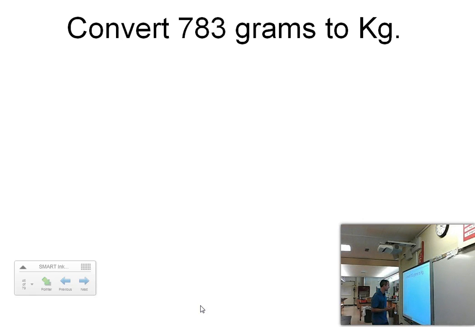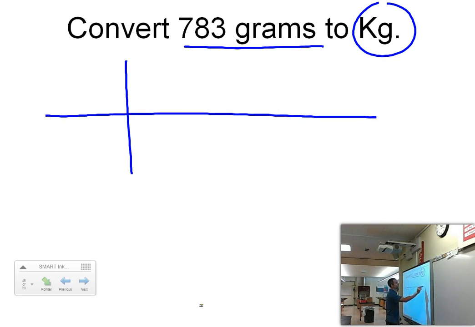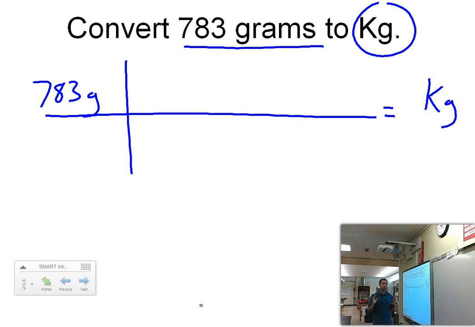First one, we're going to convert 783 grams to kilograms. So we're going to underline what is given. That is the given unit, 783 grams. And then we're going to circle what we're trying to figure out, in this case, kilograms. Now, I offered you the T-chart as a way to organize your information and make sure you keep the numerators and denominators straight. So we put the given always on the left side of the T-chart, 783 grams. And then the unknown unit goes on the right after the equal sign. Okay? That gives us a target for what we want to shoot for.